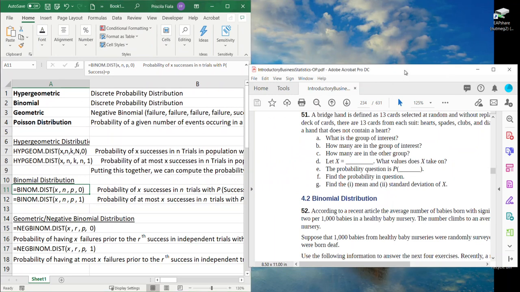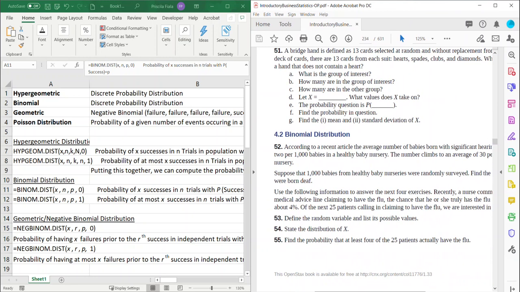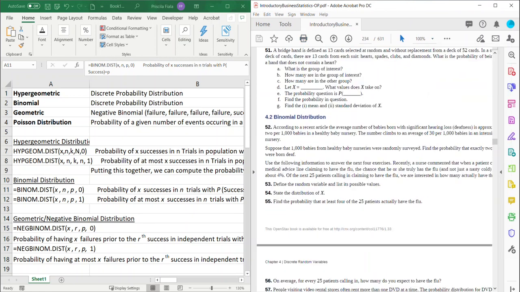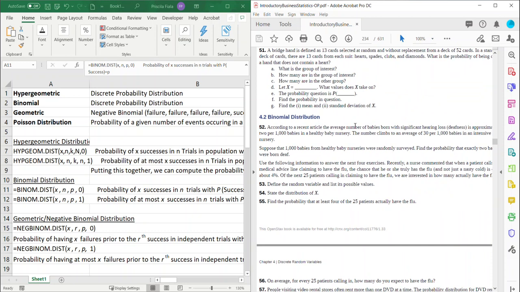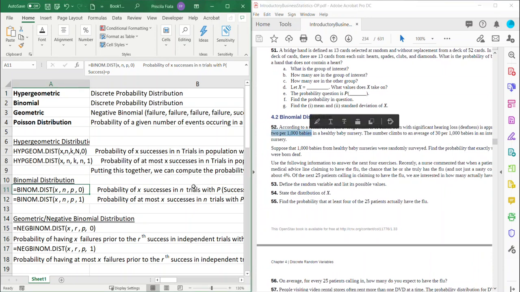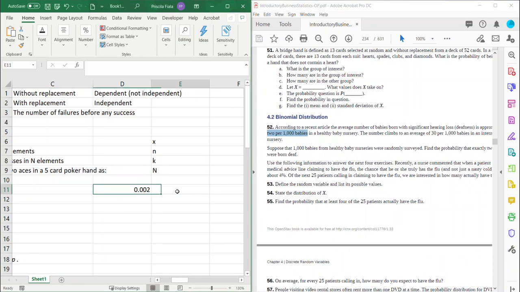Remember, I'm trying to cover the whole chapter 4. It's not going to be a small video, but it's not going to be as bad as you think, okay? So according to a recent article, the average number of babies born with significant hearing loss, deafness, is approximately 2 per 1,000 babies. So it's giving you a ratio over here, right? So 2 in 1,000 is what? It's 0.002, okay? In a healthy baby nursery. The number climbs to an average of 30 babies in an intensive care nursery. If you would do the ratio as well, you do 30 divided by 1,000, that's 0.03.